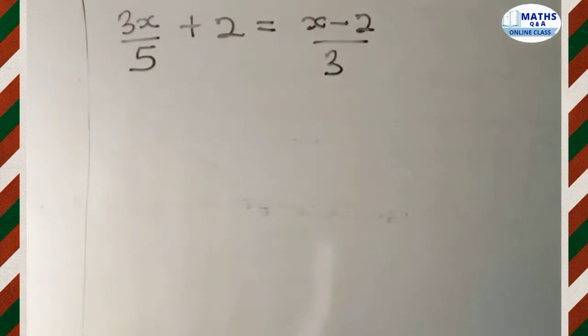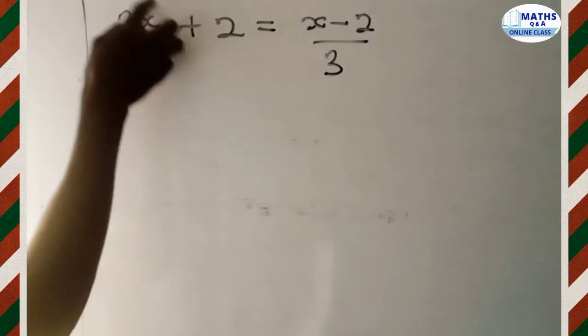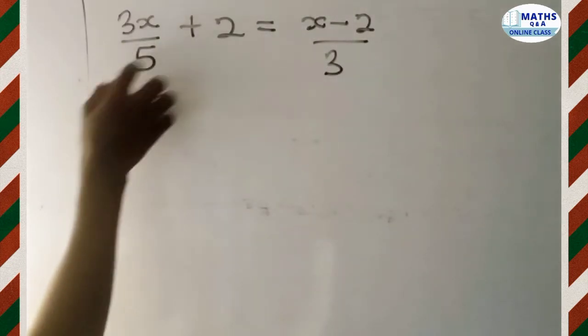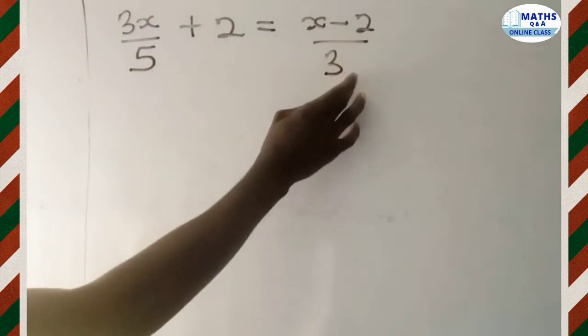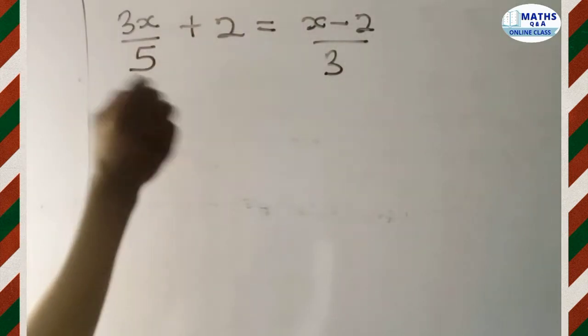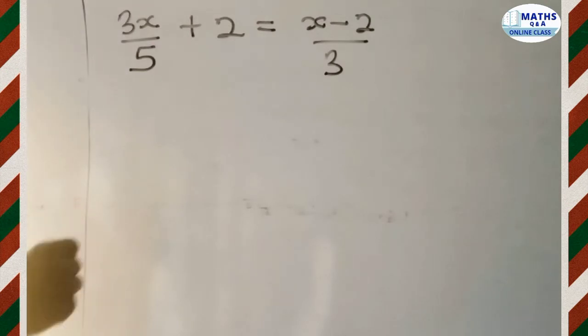Now you see that this equation question has fractions in it, right? We have a fraction here, we also have a fraction here. The denominator for this fraction is 5, and that of this fraction is 3. So since we have fractions in this equation, the first thing to do is to make sure that we get rid of the fractions before we can proceed.